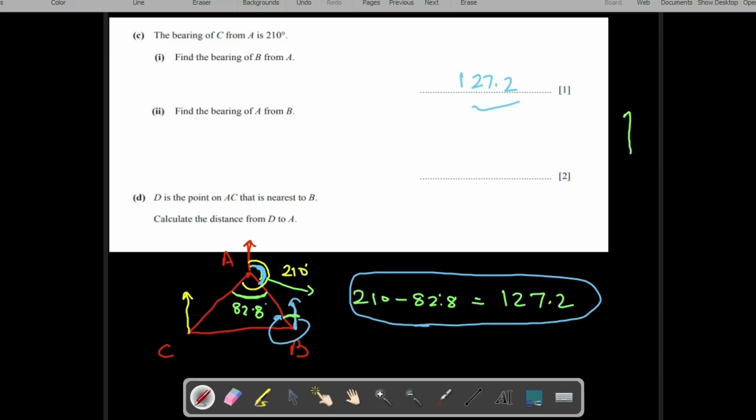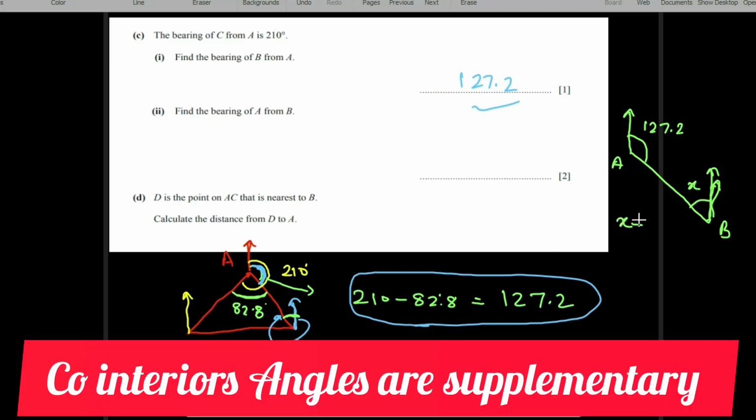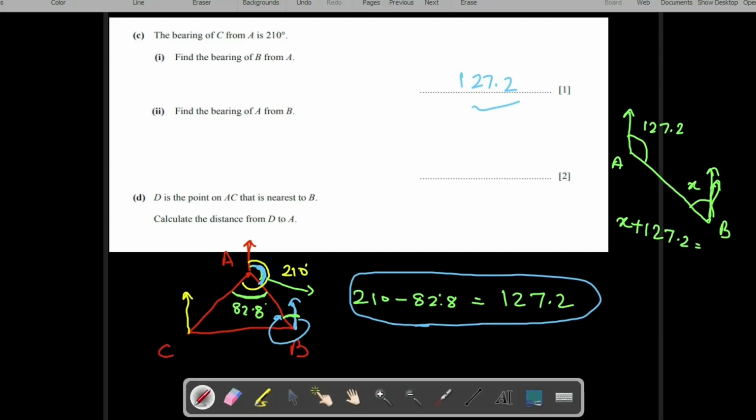So let me redraw the diagram. This is B, this is A. This angle we have already calculated, which is 127.2. This angle we don't know. Both are north, that means both are parallel to each other. If I write X here, these are co-interior angles. By the co-interior angle property, the sum of these two angles is always supplementary. So x plus 127.2 is equal to 180 degrees. So x is going to be 180 minus 127.2, which is 52.8.